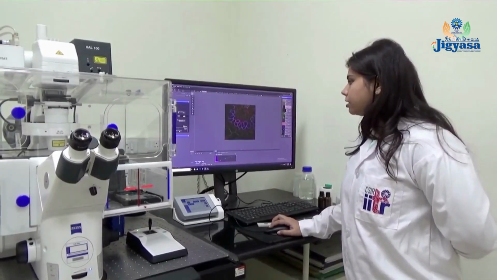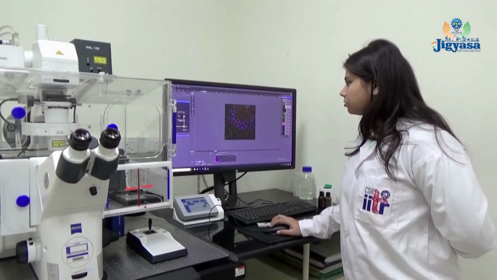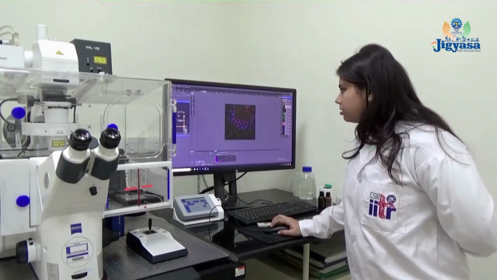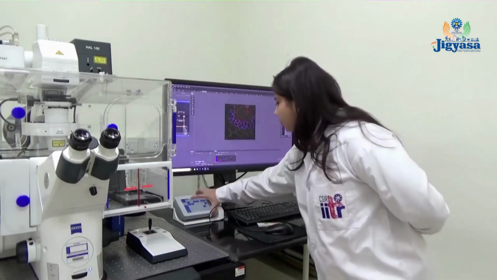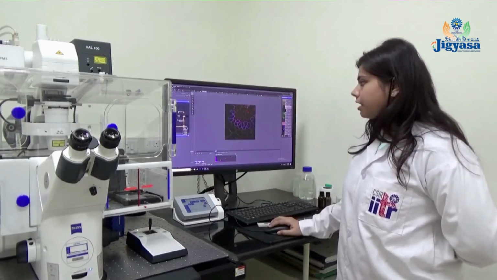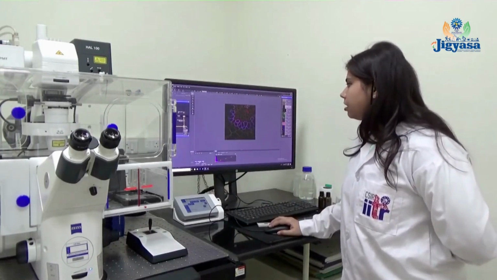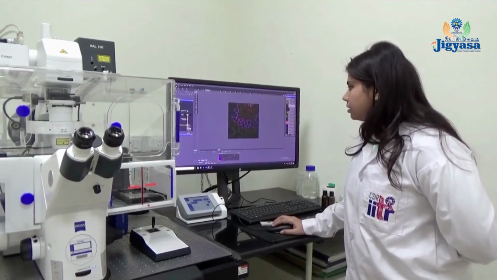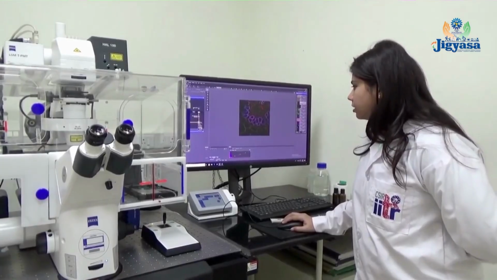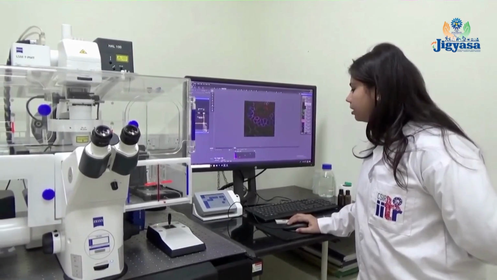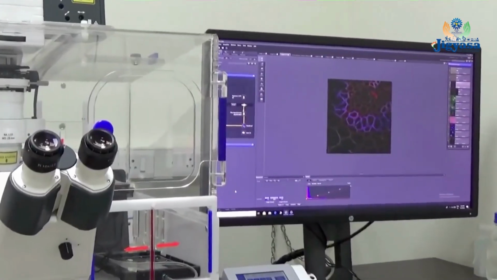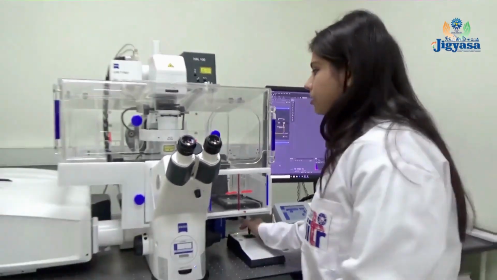setting on the shutter, these are some channels which are the reflector lenses. The first and last positions are empty, the second is filled with GFP, the third one is filled with DS-Red, the fourth one is filled with CFP, and the fifth one is filled with DAPI. I choose the DAPI position and locate the sample.